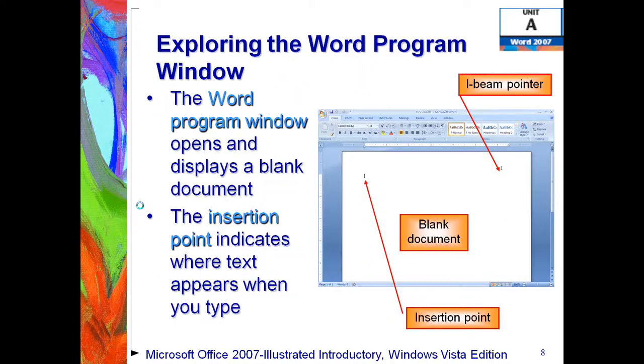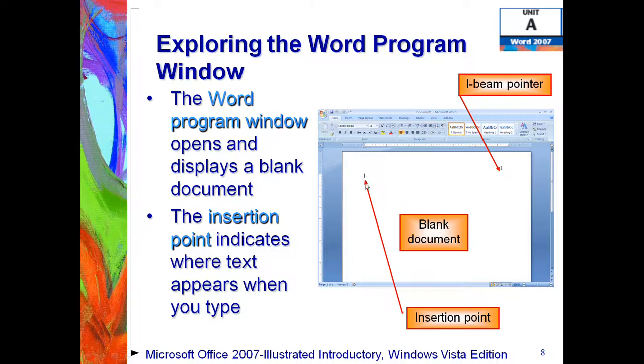We're going to take a quick look around the Word program window and just some of the key elements on that, and then we'll actually go out and take a look at some of those elements in the Word document or the Word window. The Word program window opens up and displays a blank document. So we see here that whenever you open up Word, it gives you a blank document. There's no words on it, no lines, nothing. It's just ready for your creation.